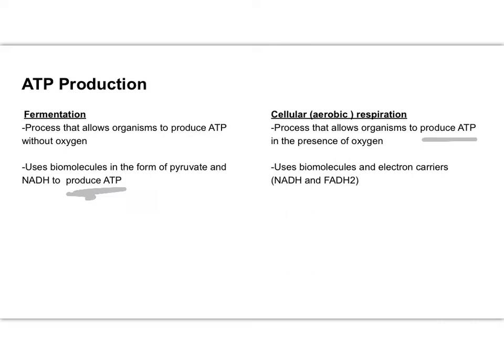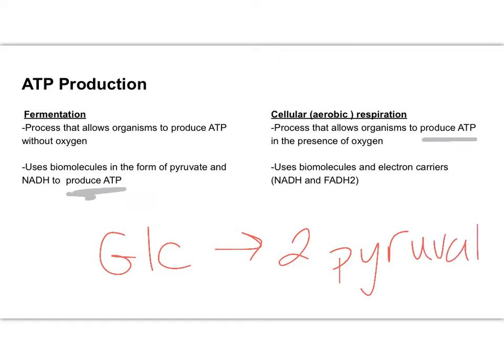And with fermentation, this is going to allow organisms to produce ATP if there's no oxygen available. Fermentation is going to use biomolecules in the form of pyruvate. If you'll remember, the first step in respiration is to take glucose and break it down into 2 pyruvate molecules. And so fermentation is going to allow that process of breaking down the glucose into the 2 pyruvate to release 2 ATP as well as releasing some NADH.